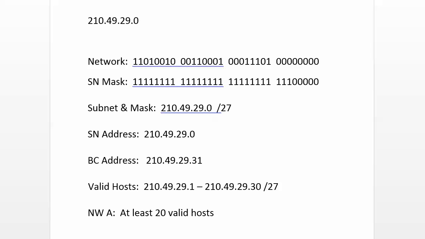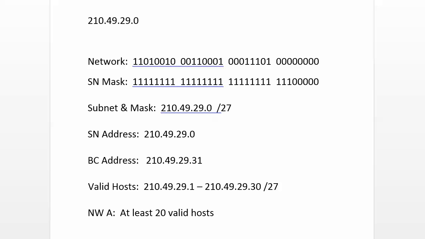Before we start VLSMing again, we need to decide what the next network number, or the next subnet number, is going to be, because we were given 210.49.29.0, but obviously that can't be our subnet number for all of our subnets. That just would not work. So what would work? All you need to do is add 1 to the broadcast address that you came up with here, because that way you're not wasting any addresses.